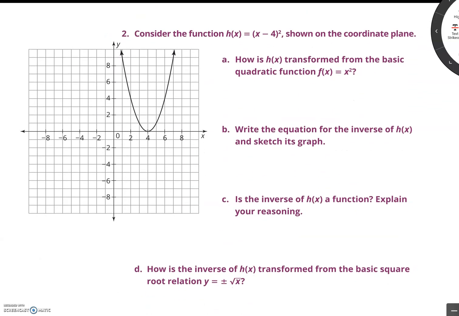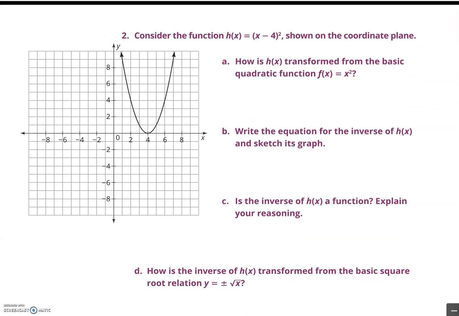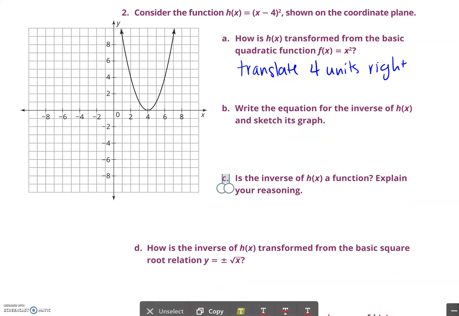All right, our next example, slightly different, almost the same, but our equation is written differently. So again, it's asking how would it be transformed from our parent function. So our parent function is here, and it would be transformed 4 units to the right. Again, I'm not going to get hung up on the transformation side of things. So let's go to writing the equation of the inverse.